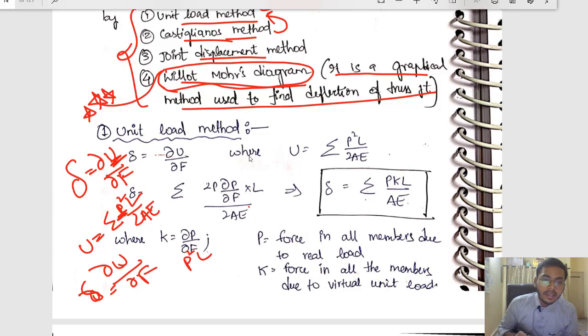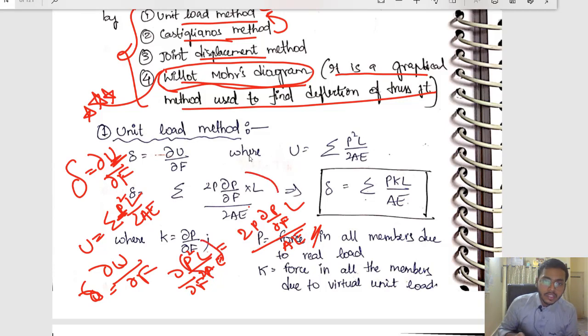Partial differentiation of P²L by 2AE with respect to force. What will you be getting? 2P ∂P/∂F times L by 2AE. In this step, the 2 cancels. This ∂P/∂F I am writing as some constant K. So what is the deflection? Summation of PKL by AE.